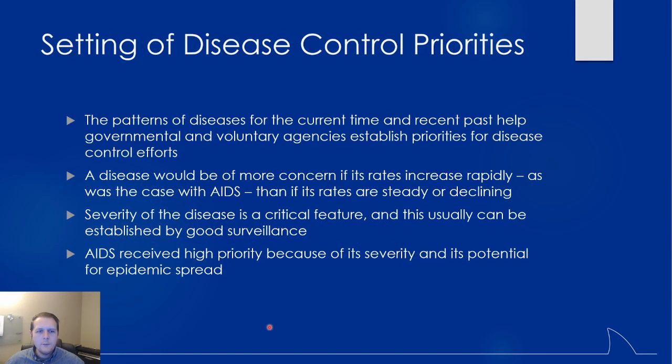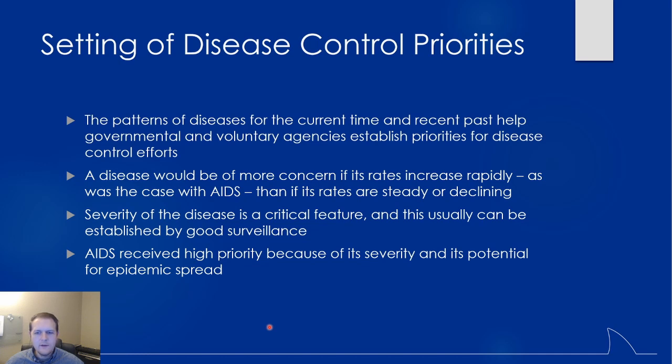And so those patterns of disease for the current time and the recent past help us to determine priorities for disease control efforts, right? They help set the priority for both state and federal agencies to determine how we need to be funding things and how things become a priority. For instance, a disease would be of much more concern if the rates are increasing rapidly. In the late 80s to early 90s, because we were seeing AIDS rates going up pretty dramatically, that's where it became a much bigger priority.